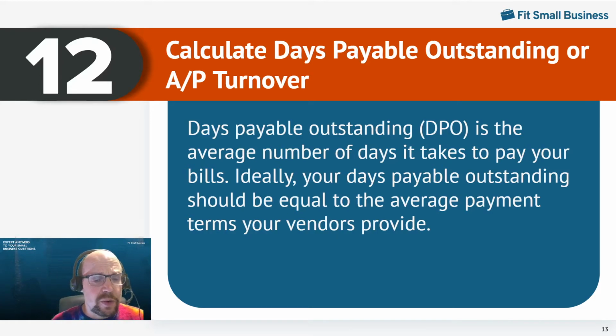If all your vendors give you net 30, then I would expect you to be paying your bills in about 30 days, maybe just a day or two early. So you can compare that days payable outstanding to your payment terms and see how you're doing.